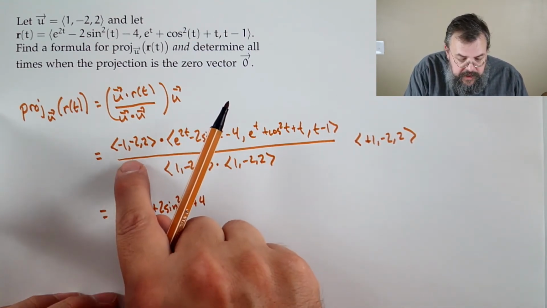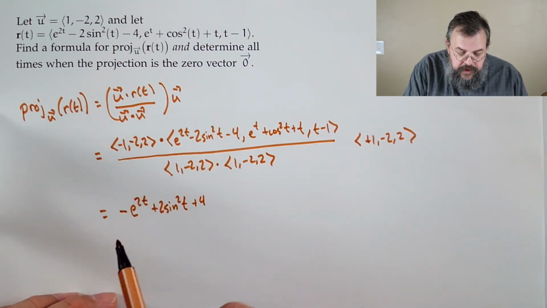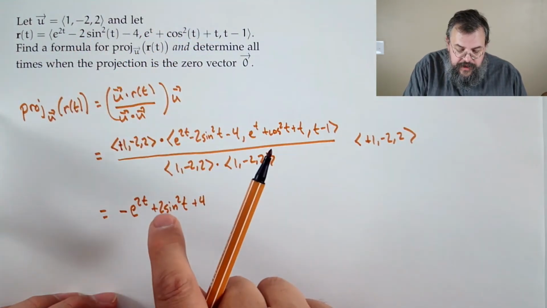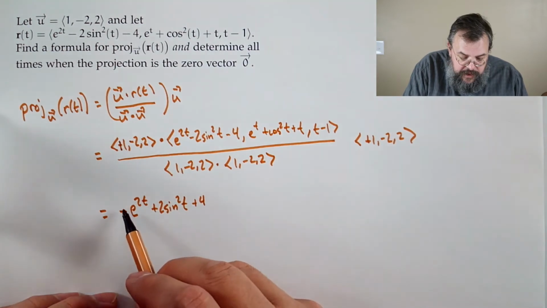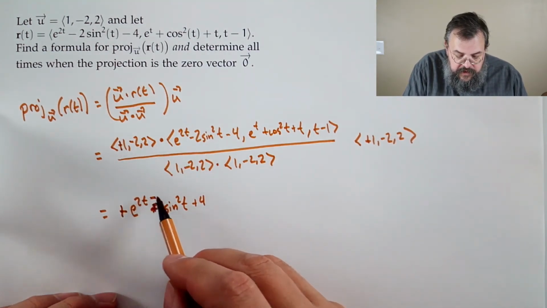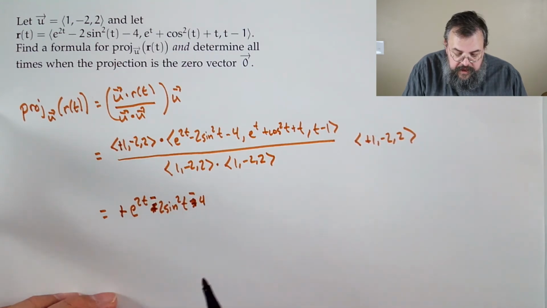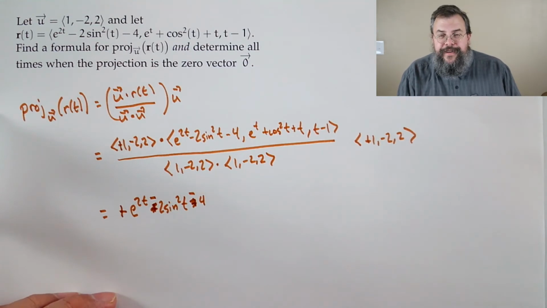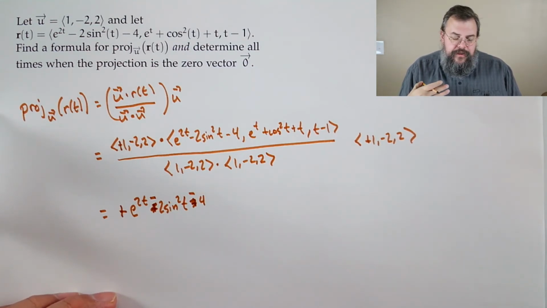Wait, why did I put minus 1 here? That's because I did a typo. It should be a plus 1, right? 1 minus 2, 2. All right, so it's just the first entry. No minus sign. 1, that's still a minus, and that's still a minus. Good. Copy errors.